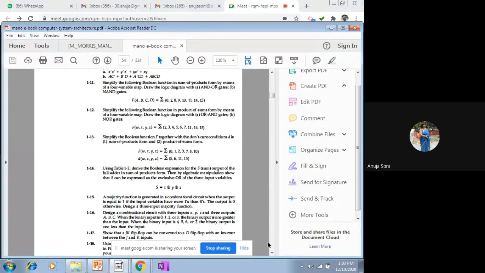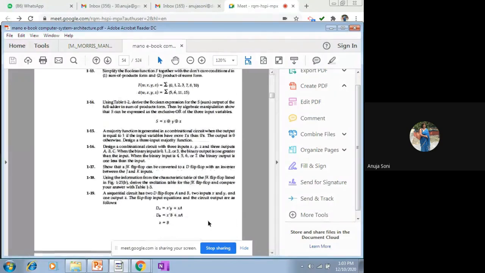Now we come to question number 15 and 16. What is the statement of question number 15? A majority function is generated in a combinational circuit when the output is equal to 1 if the input variables have more ones than zeros. Otherwise, the output is 0. Design a 3-input majority function and draw the logic circuit diagram as well. Means you are given a problem. Based on this problem, you have to obtain its Boolean function as well as draw the logic circuit diagram. You have been given some kind of hint in order to frame the truth table.